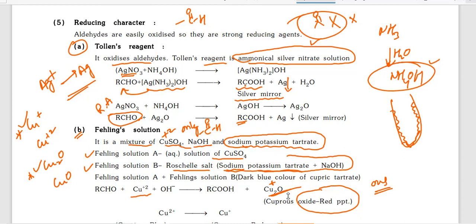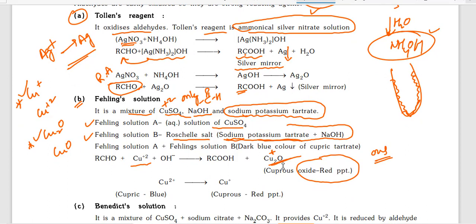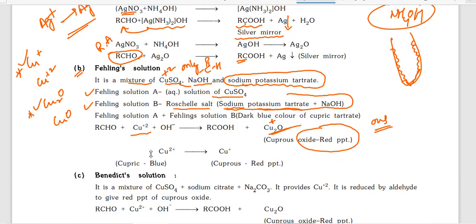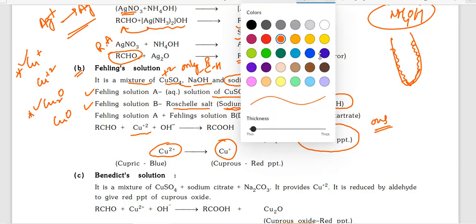Next, in Fehling A and B, the copper sulfate's copper plus 2 is converting into copper plus. Due to this, it looks like a red precipitate.